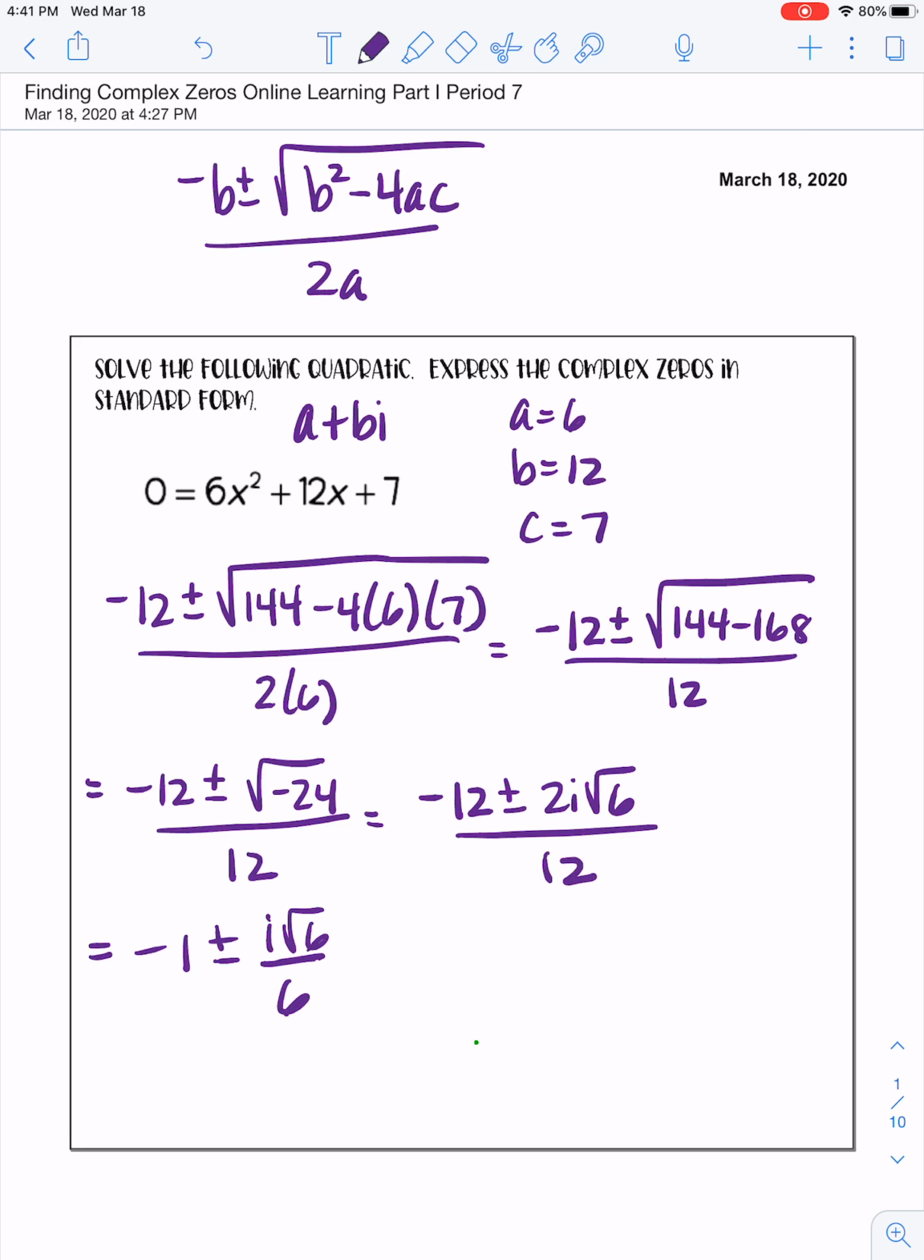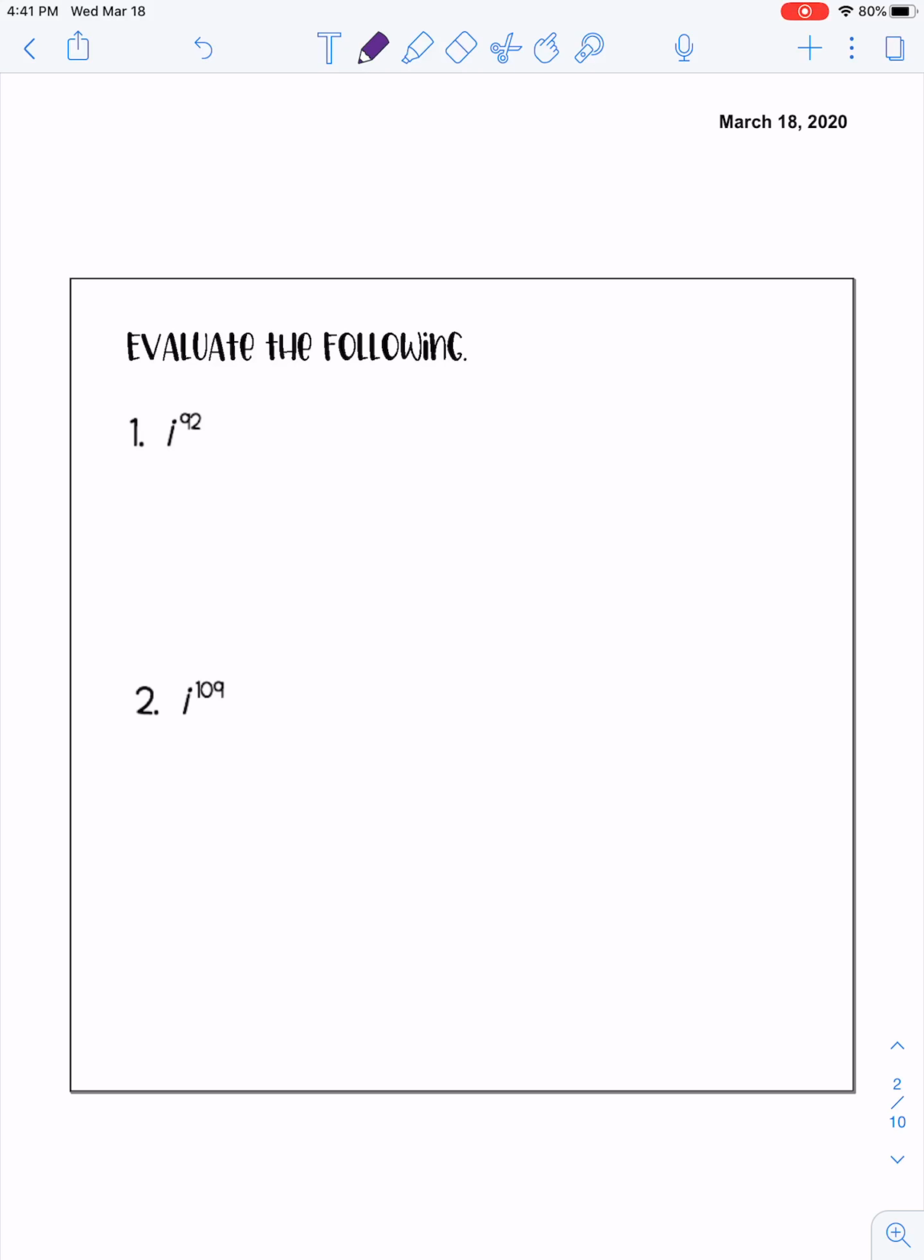So this is in the correct form, a plus bi, so my a is negative 1, and my b is radical 6 over 6. Okay, so those are my two complex solutions because they have i in them. All right, moving on to the next one. I already talked about that when I went over number 7.